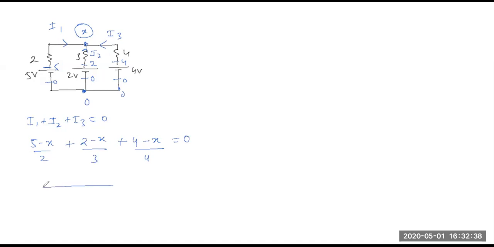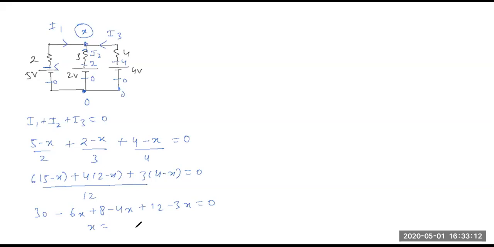Now if you take the LCM, what will be the LCM? Can somebody tell me what will be the LCM? 12. Very good. So what you'll get here is 6 times (5 minus x) plus 4 times (2 minus x) plus 3 times (4 minus x), and this is equal to 0. So this will give you 30 minus 6x plus 8 minus 4x plus 12 minus 3x, and this is equal to 0.